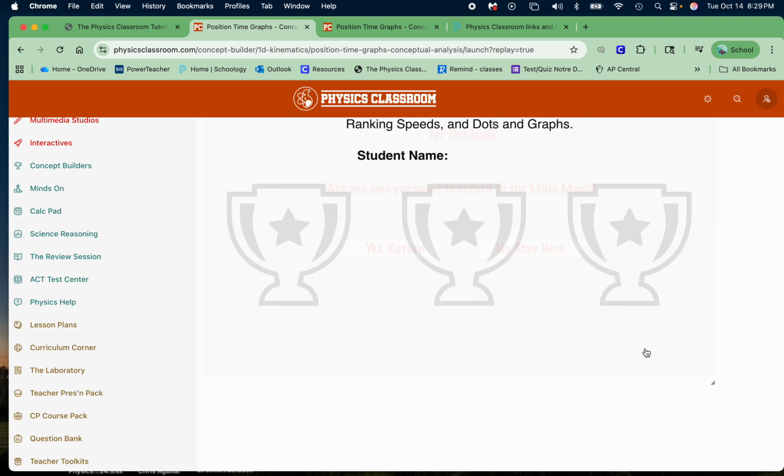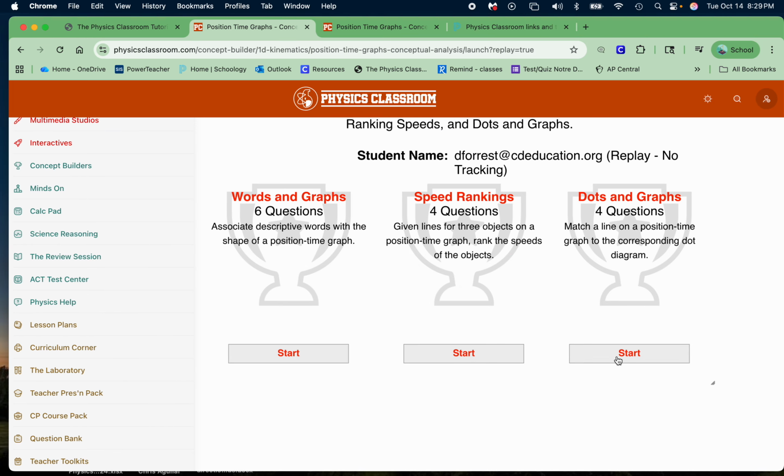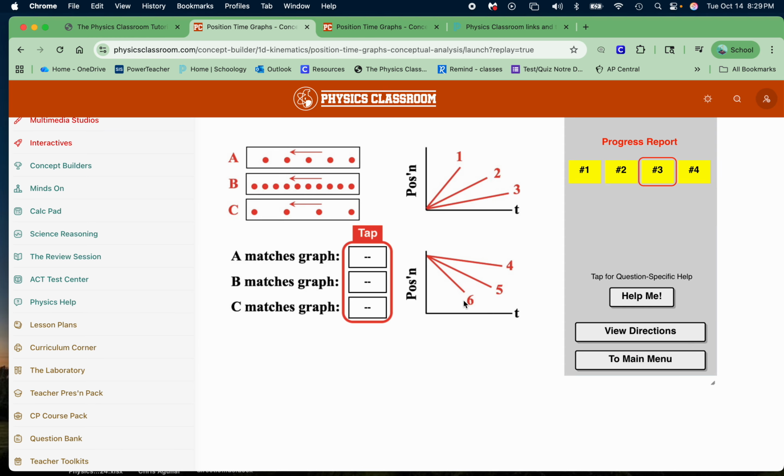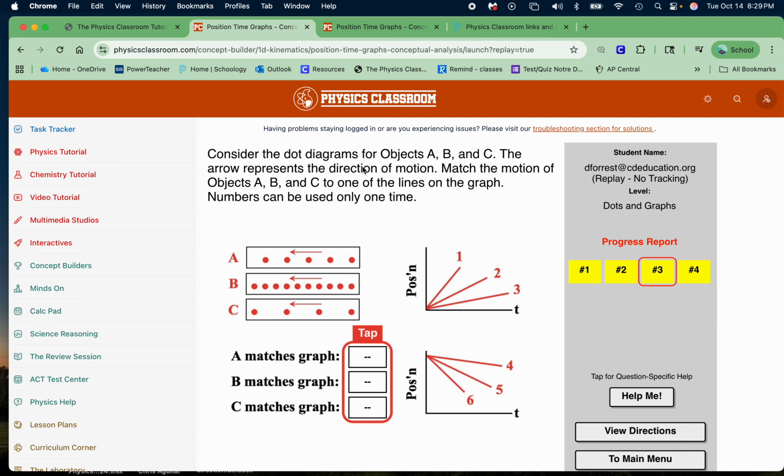So the last activity is called dots and graphs. So these are what we would think of as motion maps. So consider the dot diagrams of A, B, and C. The arrow represents the direction of motion. Match the graph of object A, B, and C to one of the lines, so 1 through 6.